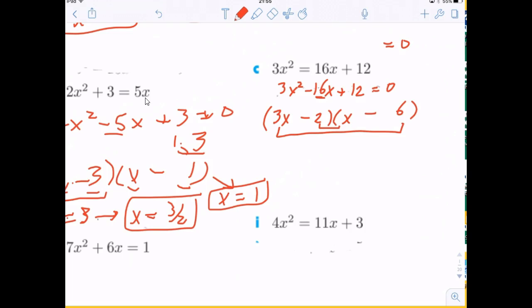Oops, I can see I made a math error here. You know what the math error was? It's minus. See, no matter how much experience with algebra you have, doesn't matter. You're going to make some mistakes.